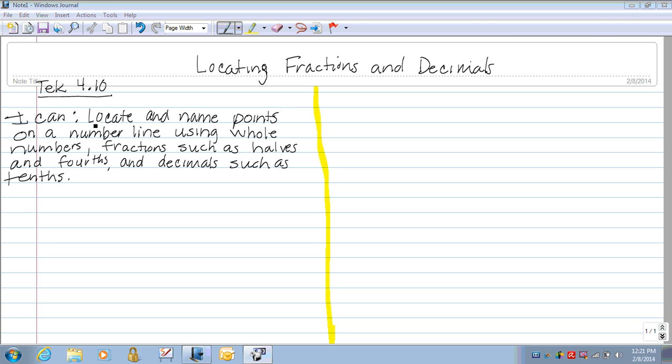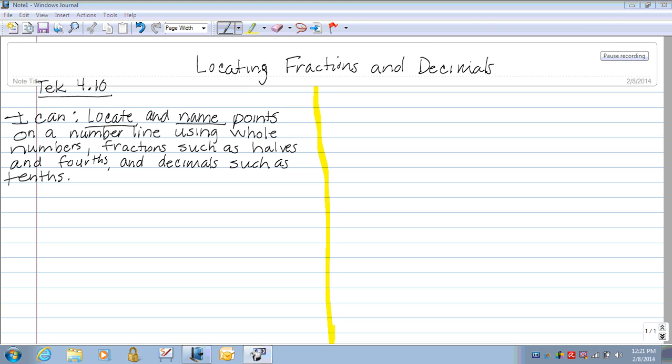So what are our verbs here? What are we going to do? We are going to locate and name points on a number line. And what will we use? We'll use whole numbers, fractions, and decimals. Push pause to write your I can statement.